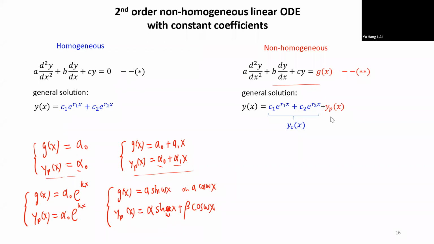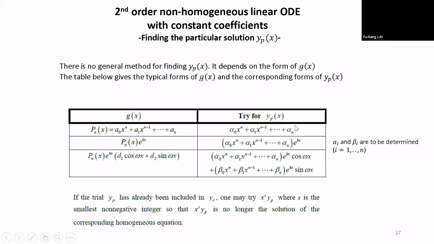We did some practice problems, right? And the way that we found the particular solution is that we try some form of the solution, by considering what kind of form you have for g of x.